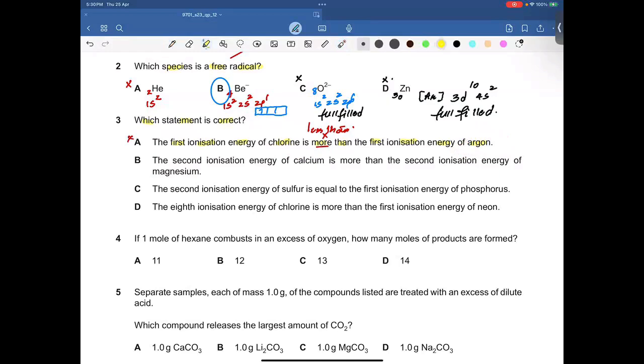Let me discuss the second option. The second ionization energy of calcium is more than the second ionization energy of magnesium. Okay. Second ionization energy.